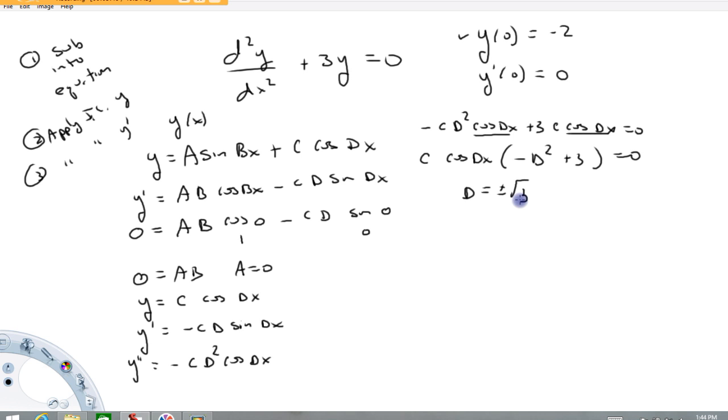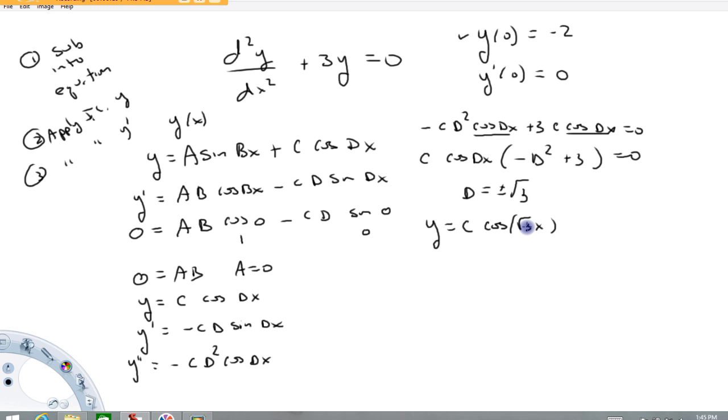Now, as far as which one, you can choose one. And it doesn't matter which one you choose, because when I write the solution out, y equals c cosine of root 3 times x, the minus sign doesn't matter. Cosine of minus root 3x and cosine of root 3x are exactly the same because cosine is an even function. So I'm going to go ahead and just take the positive root 3 times x.